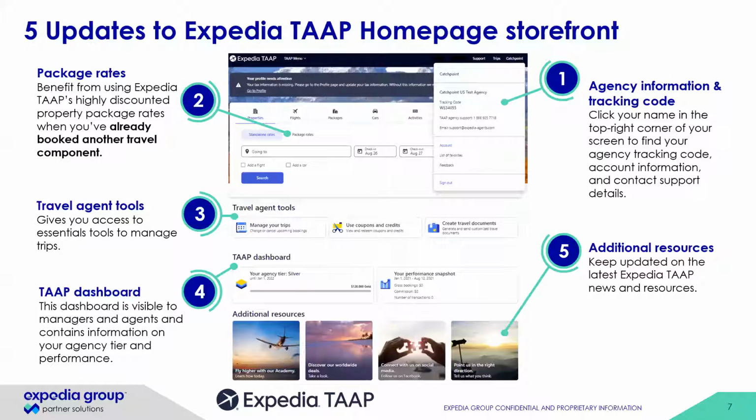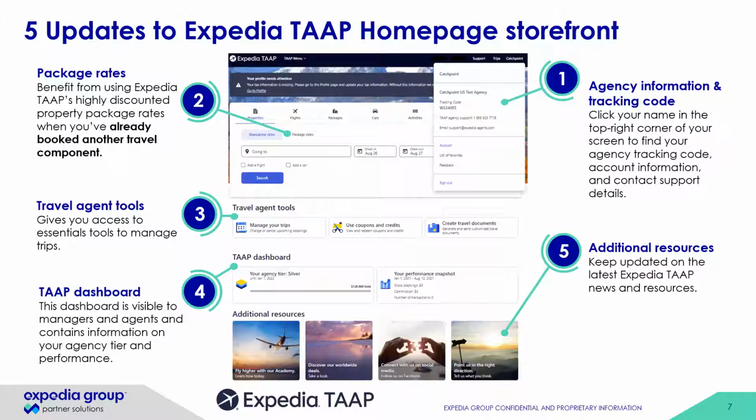So before I get into that, I just want to mention that our TAAP platform, our homepage has had a makeover. So we have these 5 different updates that we did on our platform. Number 1, we have at the top there where you can find agency information, the tracking code for your agency as well. 2, we also have where you can select package rates next to the standalone option there. We also have travel agent tools that you could use.